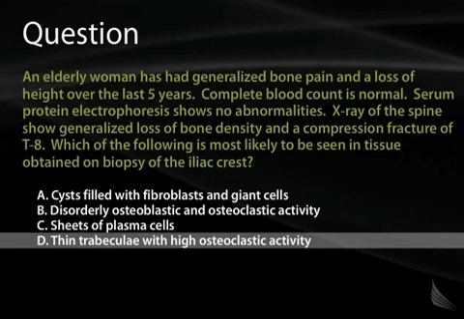Sheets of plasma cells, option number C, is consistent with multiple myeloma, but they tell you that the serum protein electrophoresis is normal. Disorderly osteoblastic and osteoclastic activity is a feature of another bone disease, which we'll cover next, called Paget's disease. And cysts filled with fibroblasts and giant cells are usually a process associated with bone tumors or bone overgrowth, and commonly osteosarcoma.